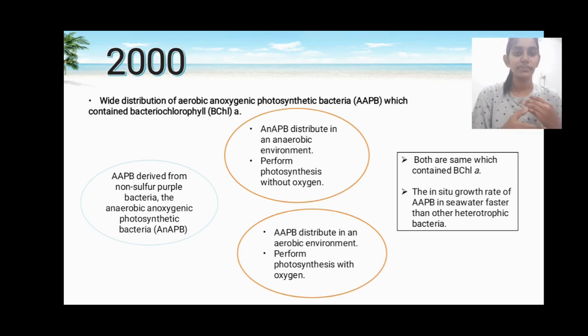These both bacteria have similarities. Each contains bacterial chlorophyll a. The in situ growth rate of the AAPB in seawater is faster than that of other heterotrophic bacteria.